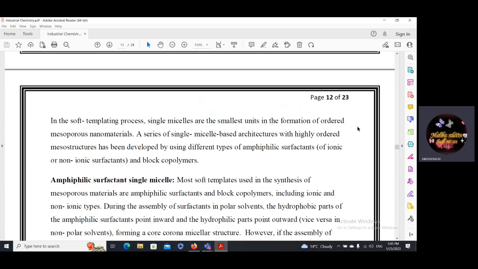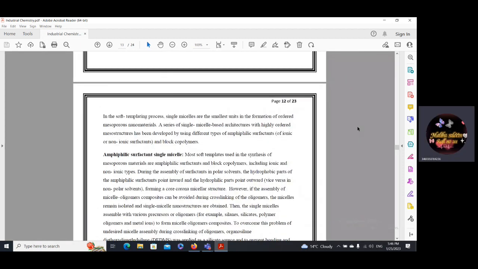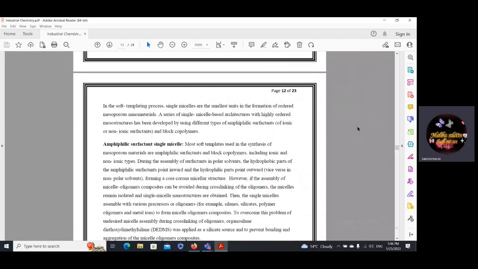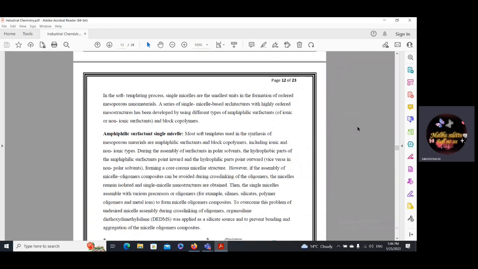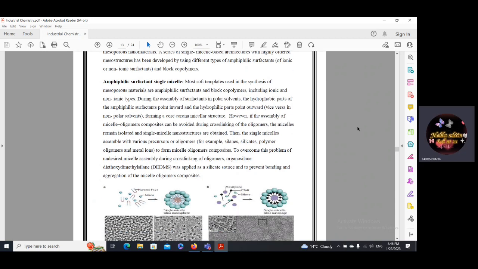In the soft templating process, single micelles are the smallest units in the formation of ordered mesoporous nanoparticles. A series of single micelle based architectures with highly ordered mesostructures have been developed by using different types of amphiphilic surfactants, ionic or non-ionic surfactants, and block copolymers. Then we discuss two different types of single micelle architectures. Amphiphilic surfactant single micelle. Most templates used in the synthesis of mesoporous materials are amphiphilic surfactants and block copolymers, including ionic and non-ionic types.